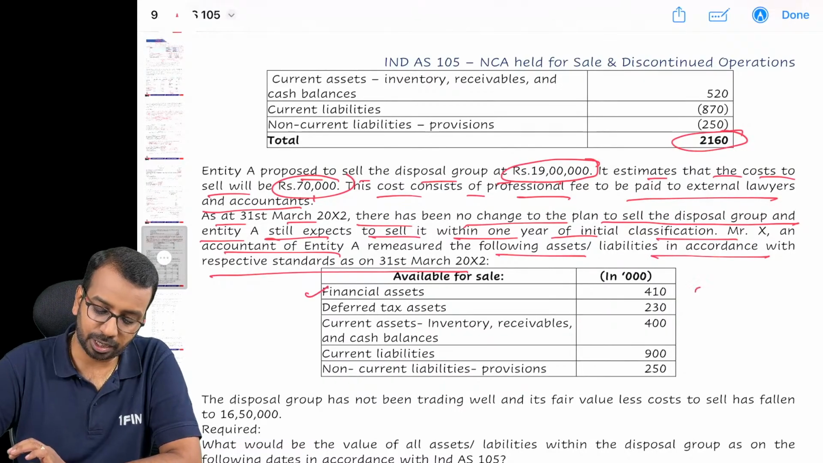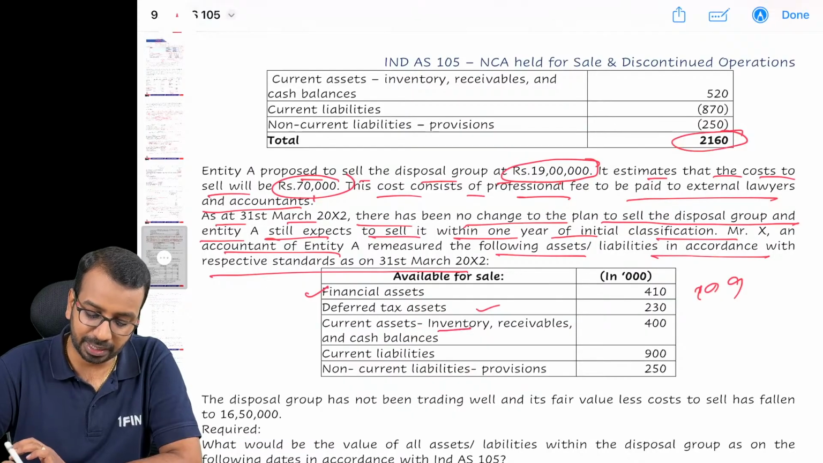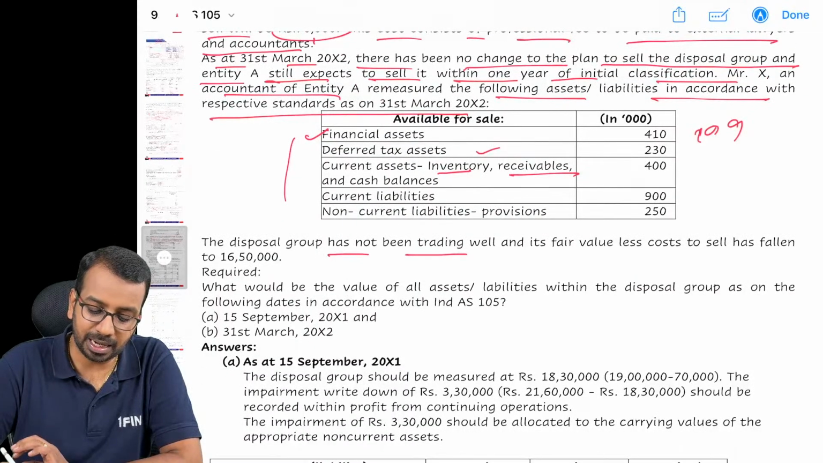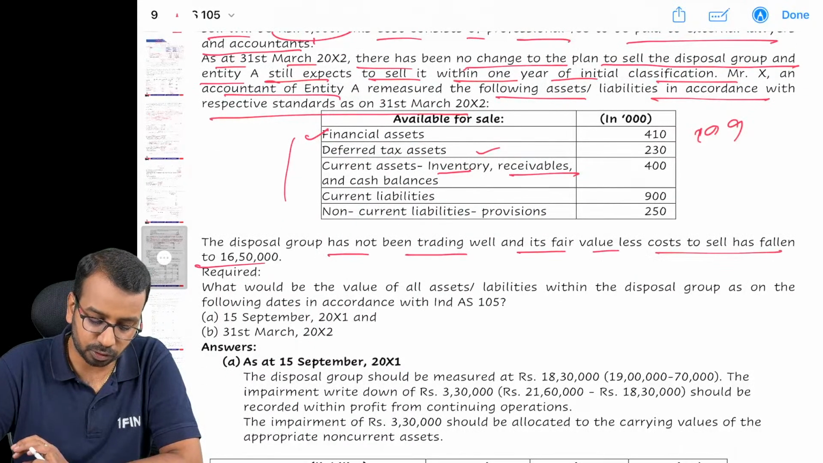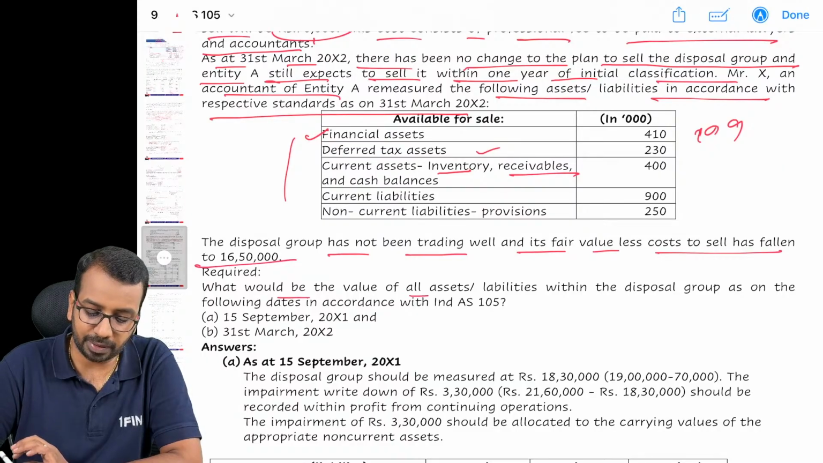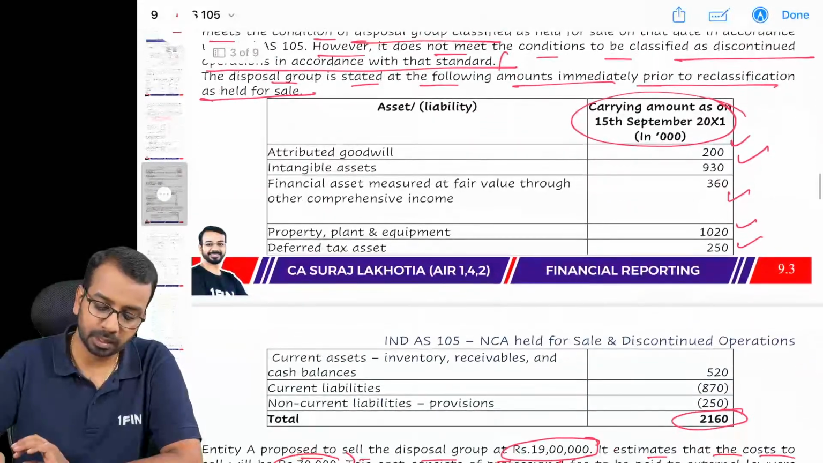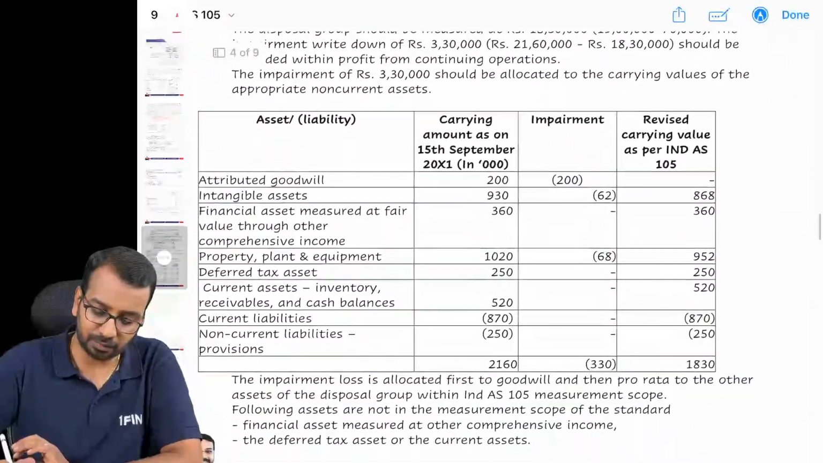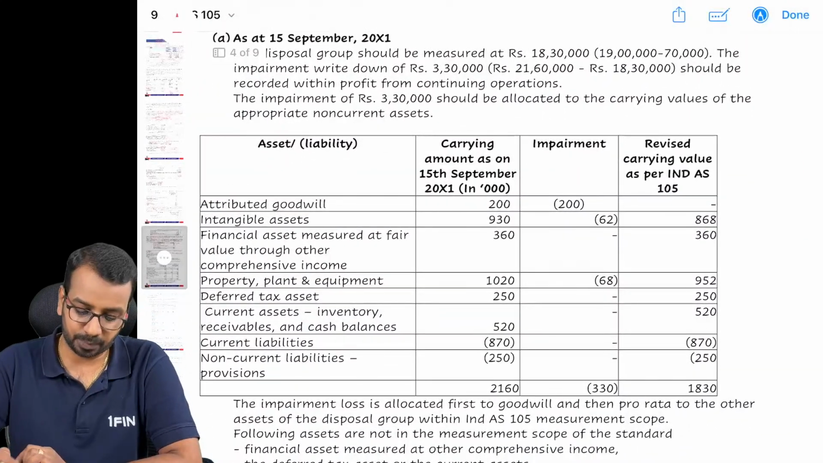So, financial asset you will remeasure as per Ind AS 109, DTA as per income tax, inventory as per Ind AS 2, receivables as per Ind AS 109, and so on. The disposal group has not been trading well and its fair value less cost to sell has fallen to 1650. What would be the value of assets and liability within the disposal group as on the following dates? 15 September, 31st March. So on 15 September we have this valuation and we'll have to compare that with fair value less cost to sell.